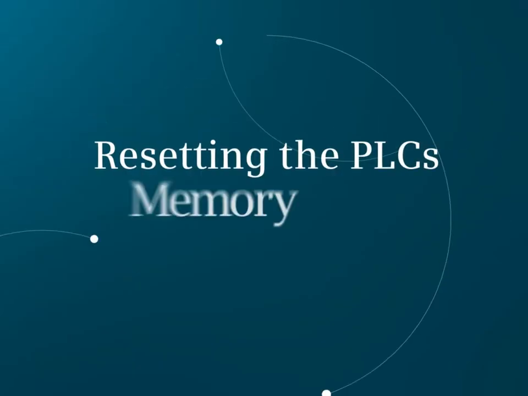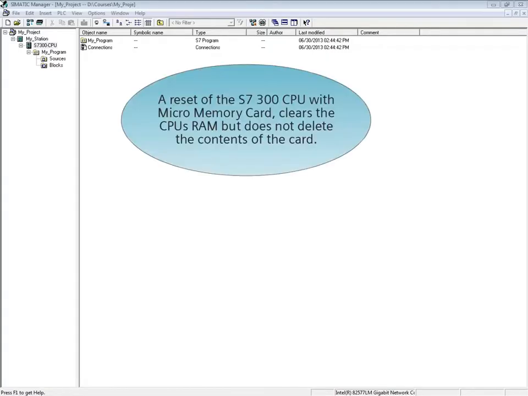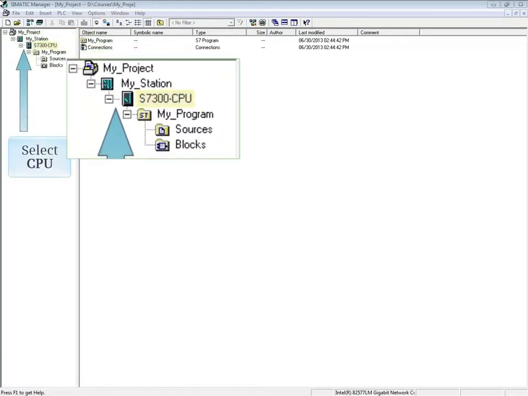This video shows how to perform a CPU memory reset from Siemens Manager. A reset of the S7300 CPU with micro memory card clears the CPU's RAM but does not delete the contents of the card. From your Siemens Manager project, highlight at the CPU level or below.